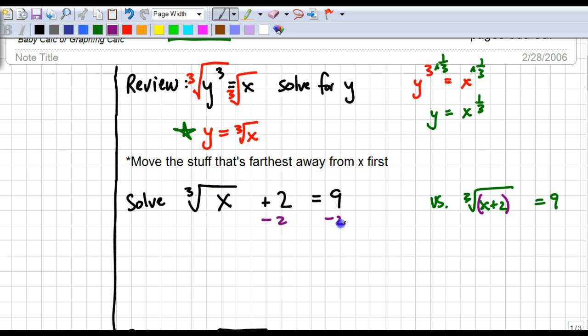Here we would take away the 2. That leaves us cube root of x equals 7. And now to get rid of a cube root, we would not raise to the 1/3 power, we'd raise to the 3. A power of 3 will undo a root of 3. So if we do that, now the root and the power cancel, and we get 7 to the 3rd power, which is not 21, it's 7 times 7 times 7, which is 343. Keep in mind here that you can check your answer by just typing it into your graphing calculator. Cube root of 343 plus 2 should equal 9.